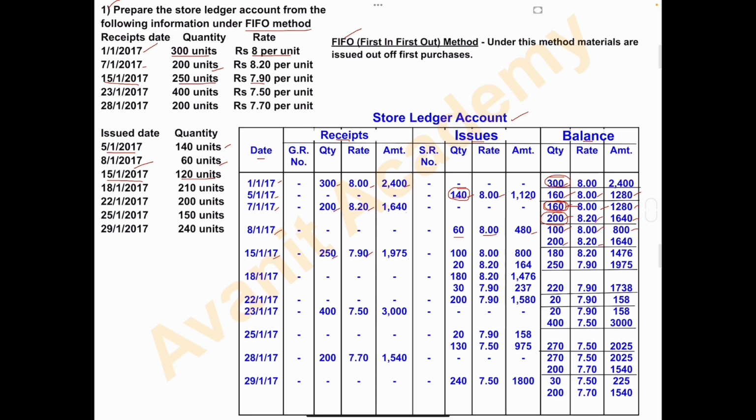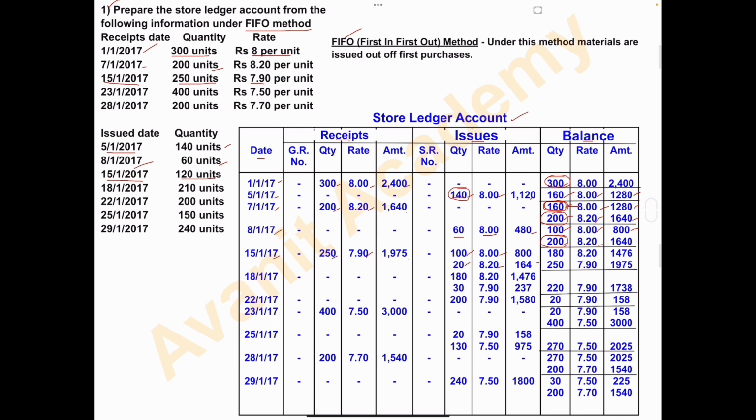So write in issues 100. Then the rate per unit is 8. 100 into 8 will be 800. Remaining 20 units will take from this 200. Multiply this 20 into 8.20. You will get 164 rupees.